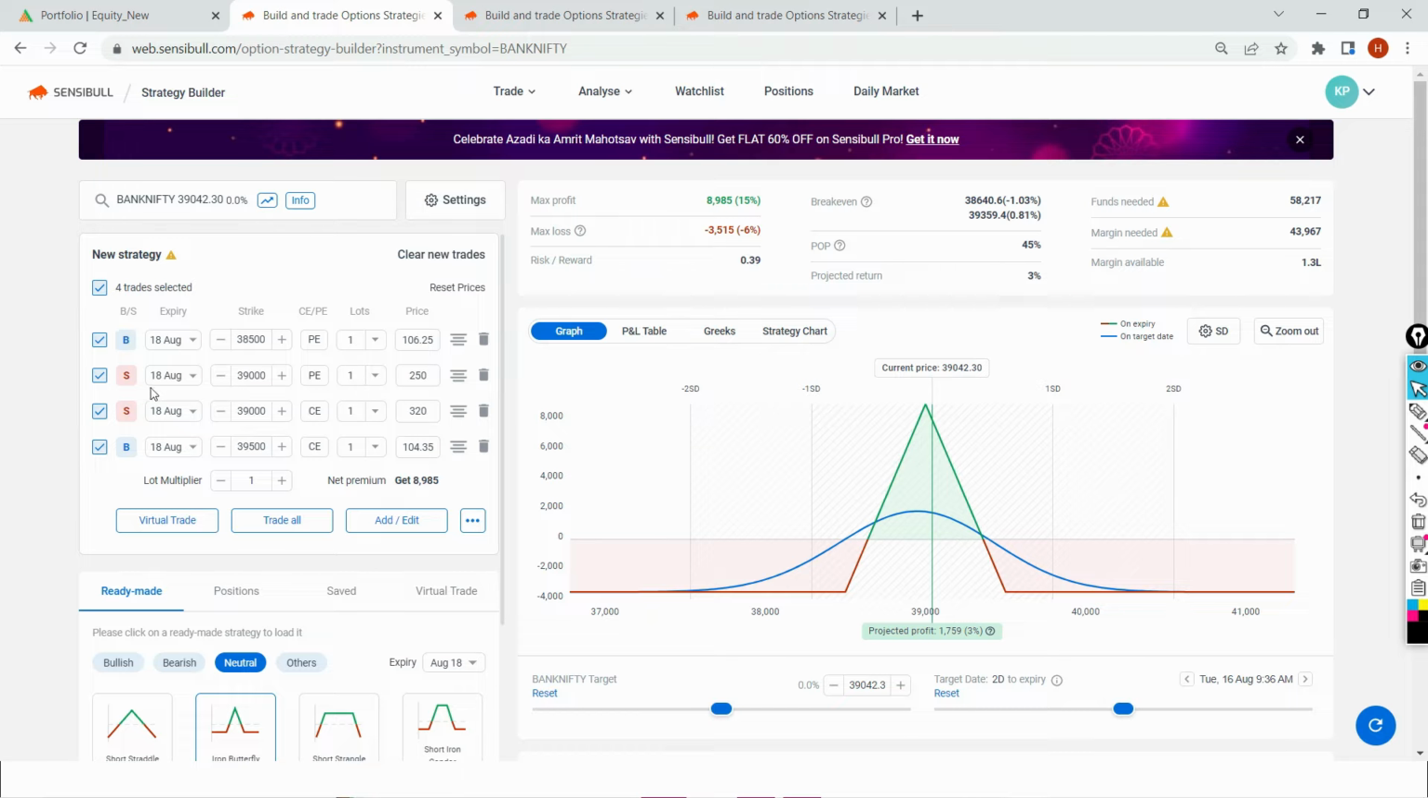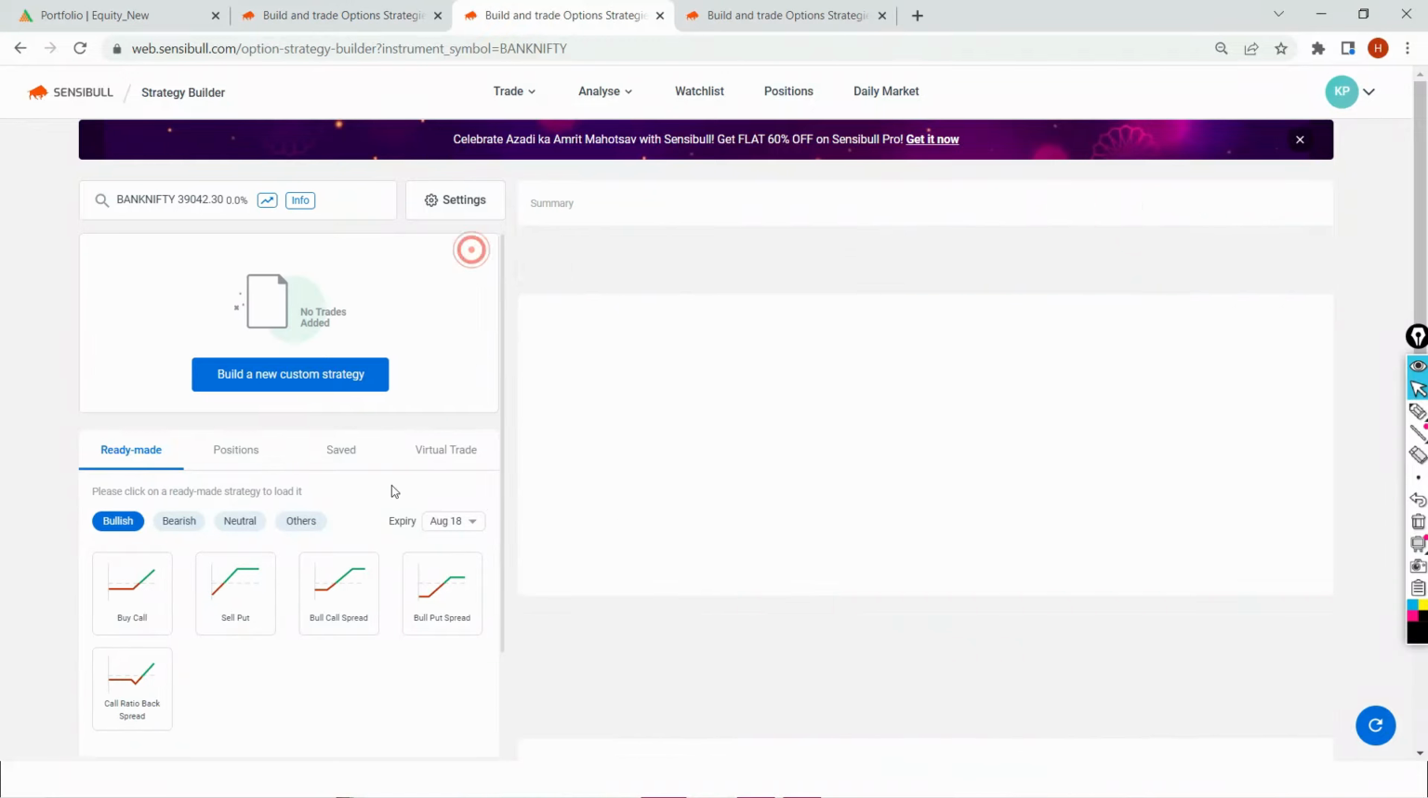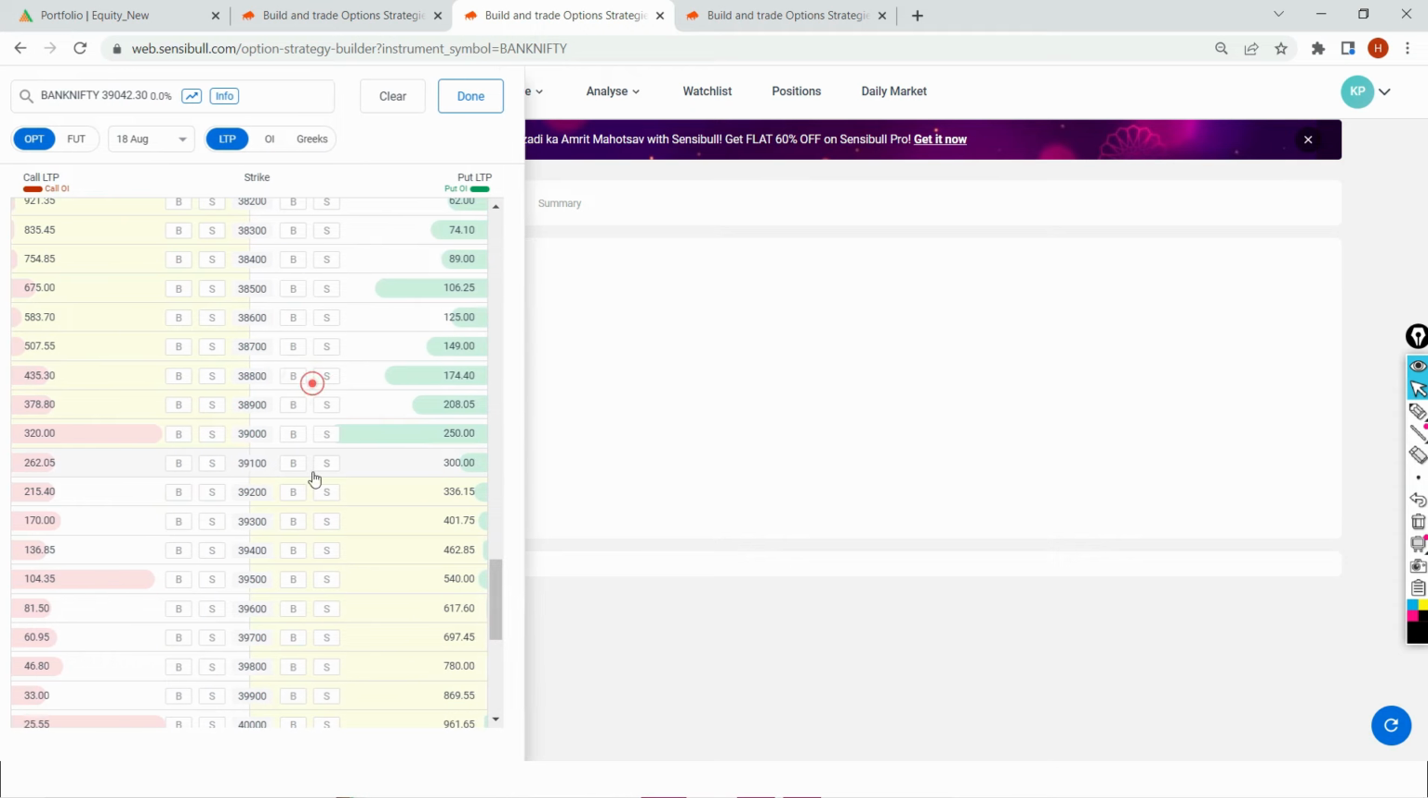This is your ironfly, right? Put, call, sold, and then we bought the edges of the put side and on the call side. 39,000 is the sold position, right? This is your typical ironfly. Okay, I'll delete this. I'll go for this thing.